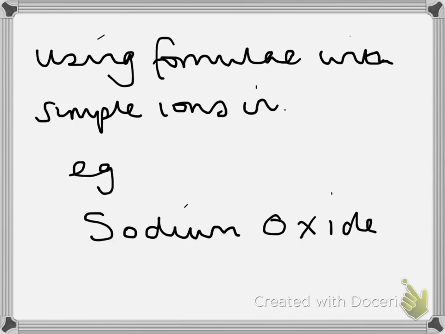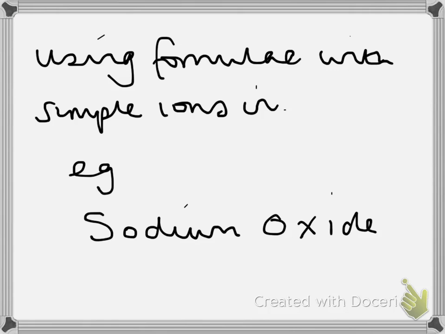Using formulae with simple ions, for example sodium oxide, it's going to have a sodium ion and an oxide ion. Remember, if you can find the element in the periodic table, you can work out its most common ion from the group that it's in. So sodium's in group 1 and it's a metal, so it's going to form a 1+ ion. If it was in group 2, it'd form a 2+ ion, group 3 a 3+ ion, and then group 4 can usually form plus or minus ions, so we leave that one out. Then group 5 will be 3-, group 6 a 2-, group 7 a 1-, and then the noble gases won't have a charge because they don't tend to form ions.